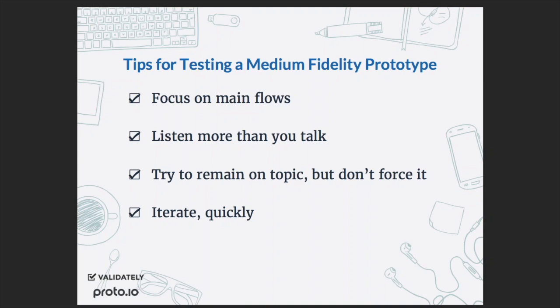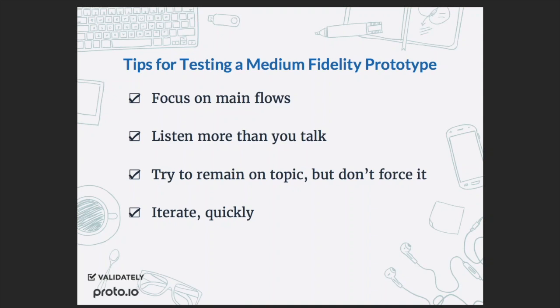And finally, at this point, it's still really early and you can still iterate very quickly. With Proto.io, you can go in and make changes on the web on the fly. There's a quick update button, and then whatever was shared as a link to Validately or anyone else using that Proto.io link, will see that update.